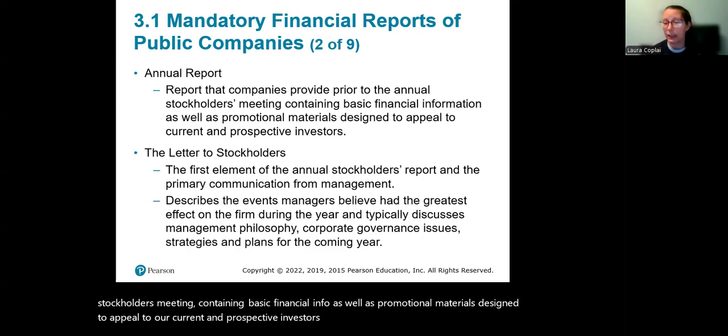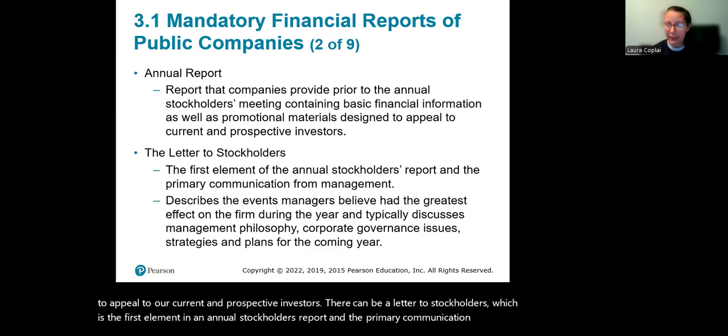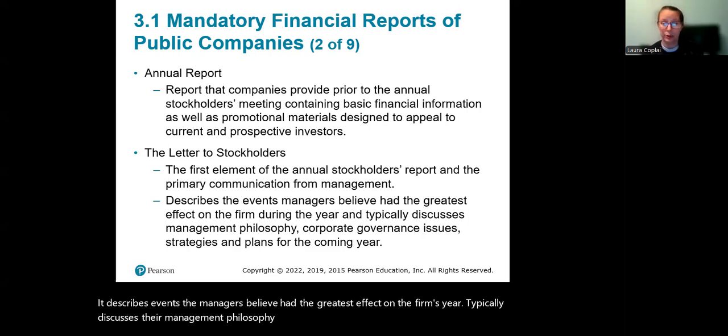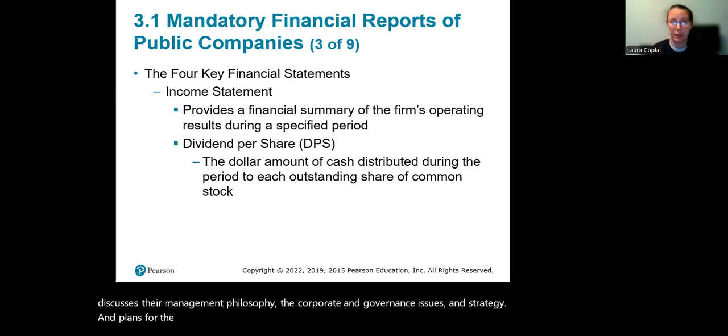There can be a letter to stockholders, which is the first element in an annual stockholders report, and the primary communication from management. It describes events the managers believe had the greatest effect on the firm's year, typically discusses their management philosophy, the corporate governance issues, and strategy and plans for the upcoming year. There are 4 key financial statements when we're looking at financial reports.